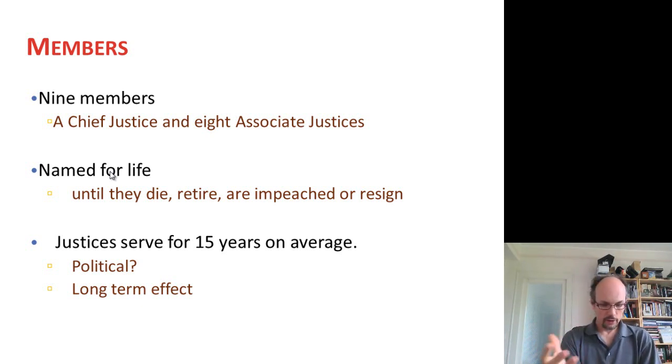That means that justices, who tend to be pretty old when they're nominated, serve on the court for 15 years on average. Remember that you can only be a president for 8 years. Remember that a senator is elected for 6 years and a member of a representative for 2 years. Justices serve for 15 years on average. They could serve, theoretically, for much longer.